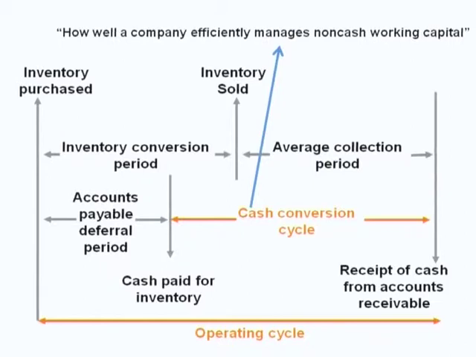And then what? Next bar is inventory sold. Assume that you sell inventory on credit. So the moment that you buy material on credit until you sell your inventory on credit is called inventory conversion period. And the last bar on the right hand side of the picture is the moment that you receive cash from your account receivable. You sell your product on credit. That is the moment that you receive cash from your customer. So the period is called average collection period.